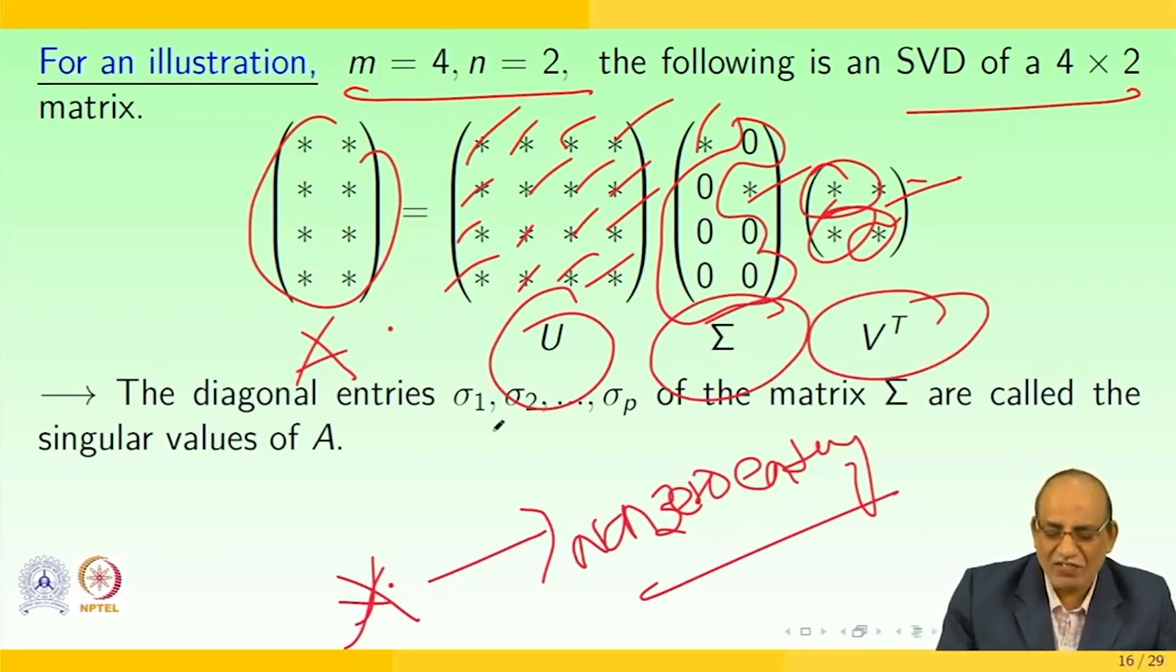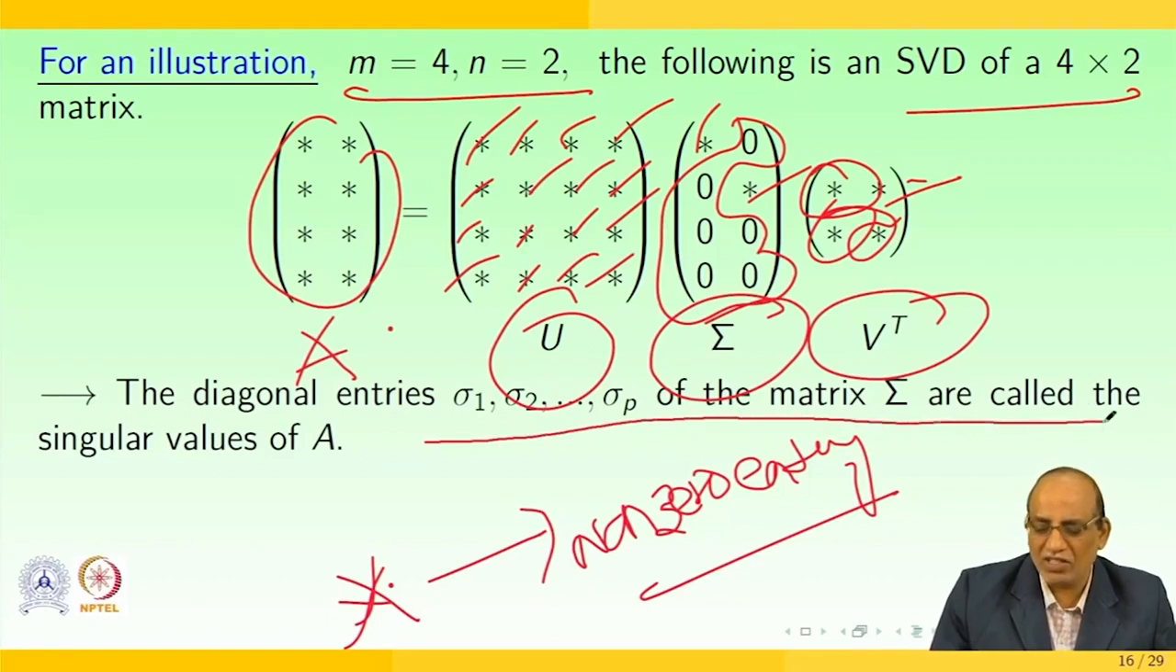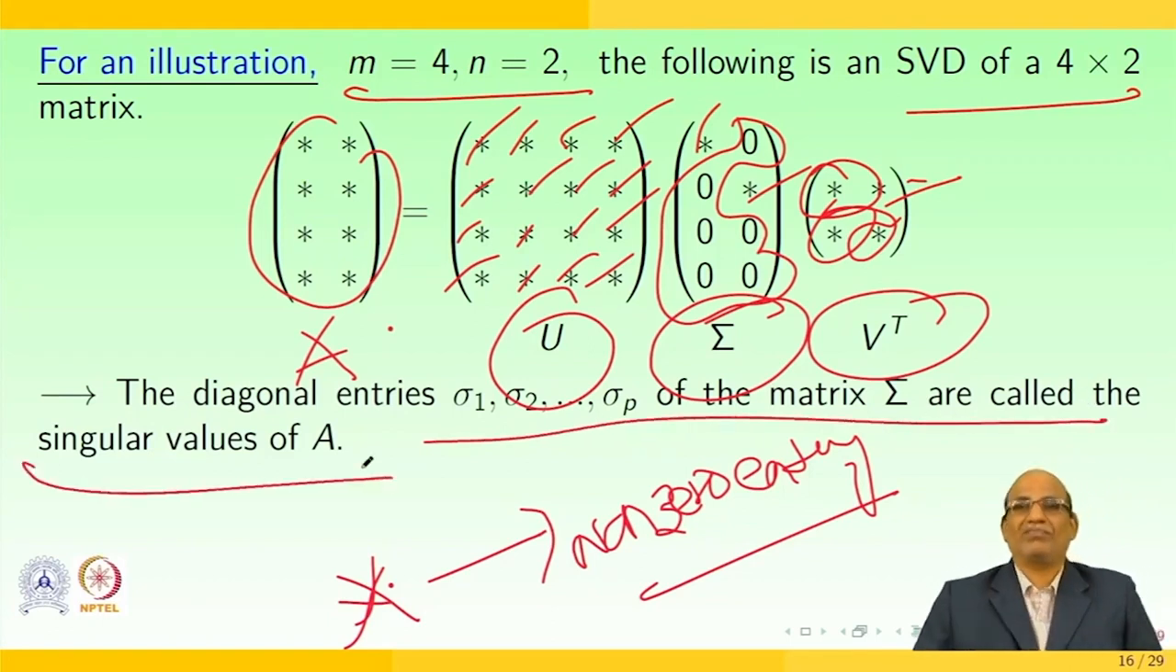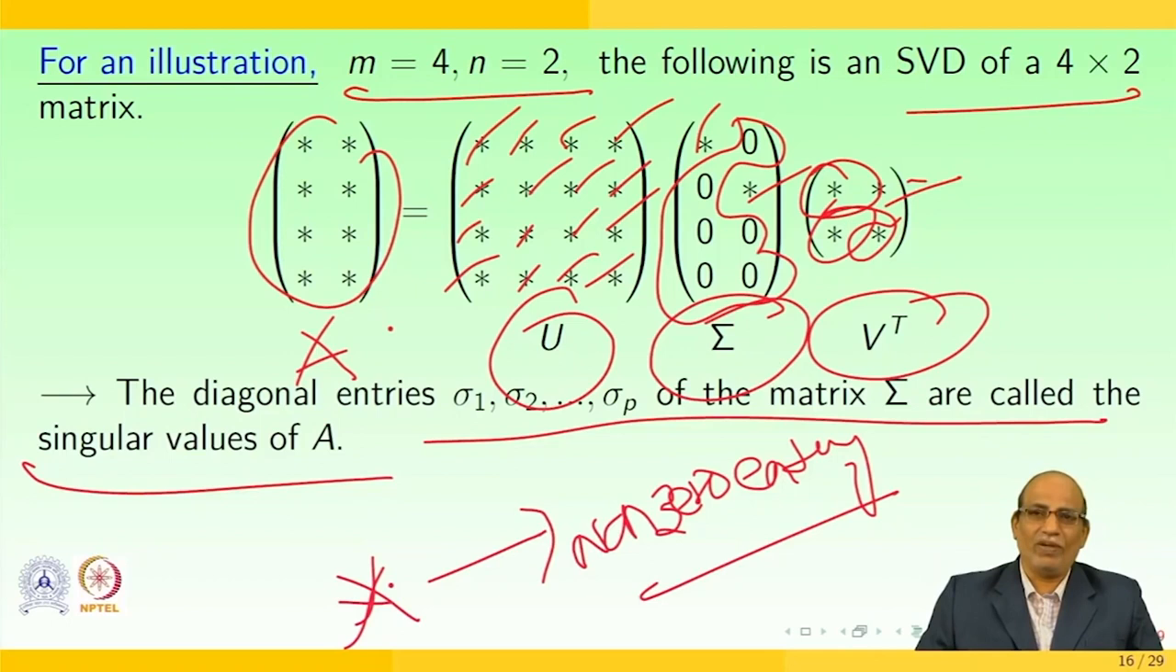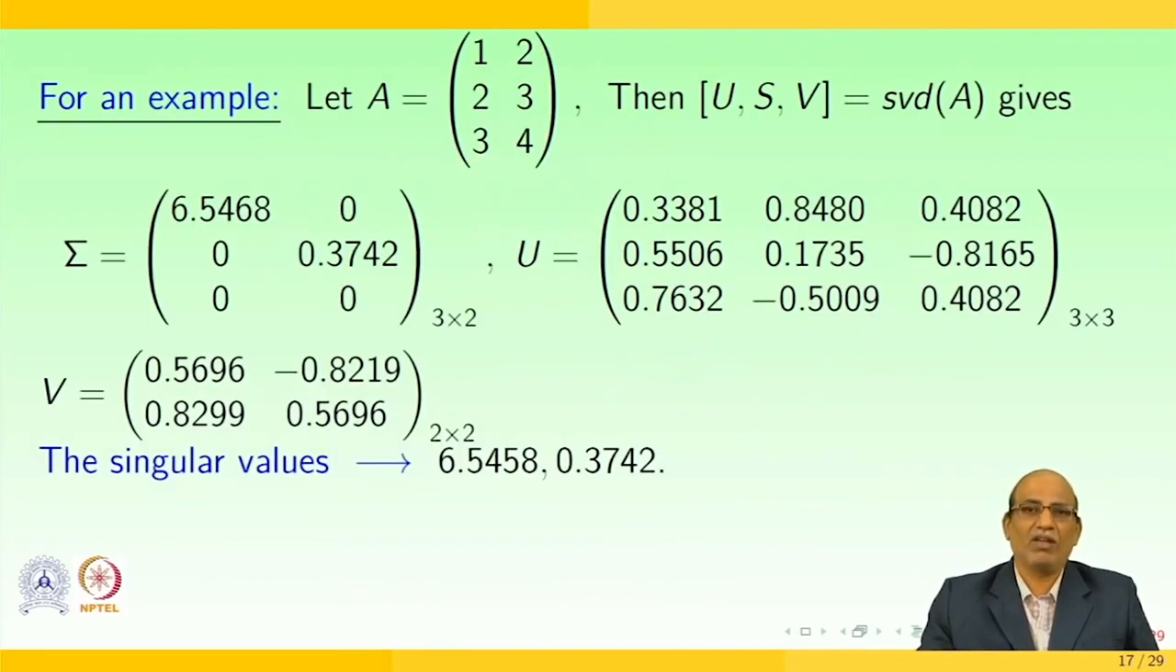The diagonal entries sigma 1, sigma 2, up to sigma n of the matrix are called singular values. You look at over here: sigma 1, sigma 2, sigma 3, sigma n. These are called diagonal values. So wherever you get the eigenvalues, you write them in the main diagonal, and they turn out to be sigma 1, sigma 2, sigma 3, up to sigma n.